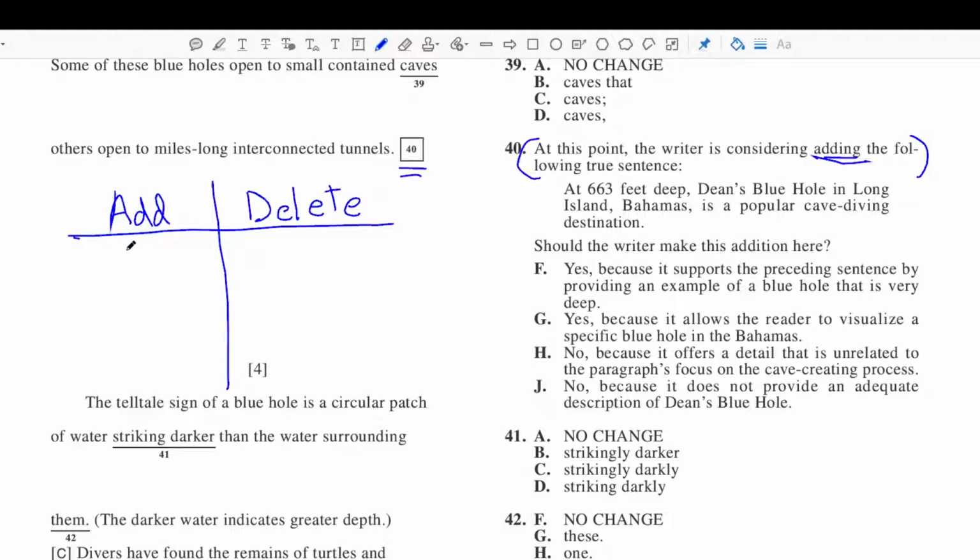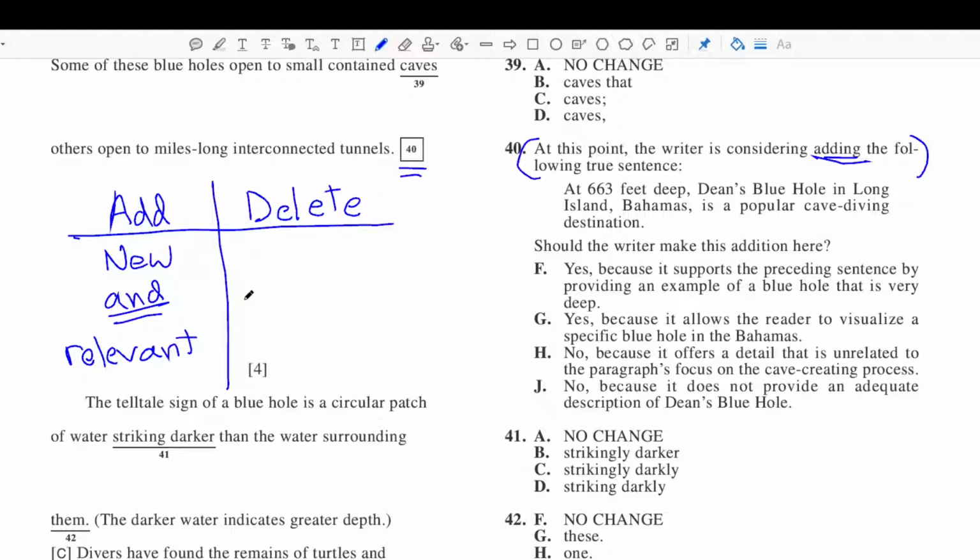We only add information if it does two things. If it's both new and it's relevant, meaning on topic, right? Whatever we're talking about, it has the same theme. It has to do both. It has to be new and it has to be relevant.